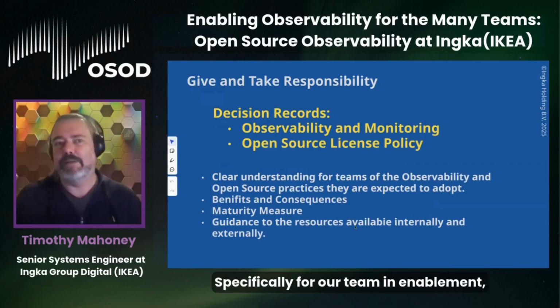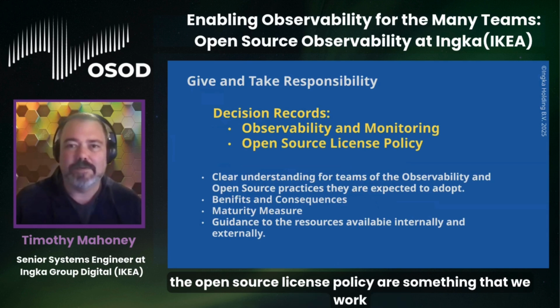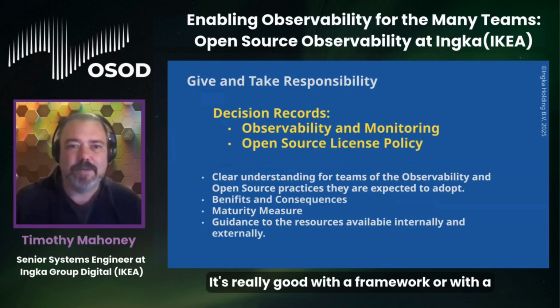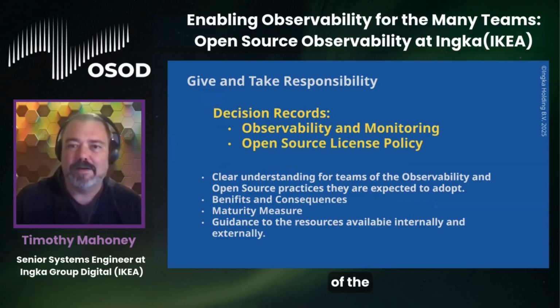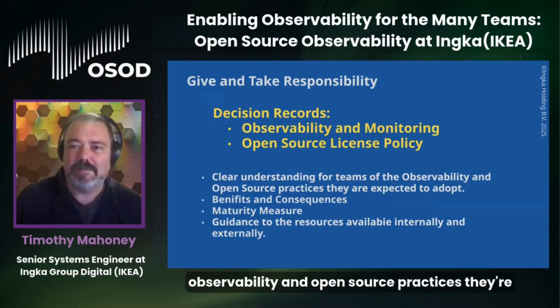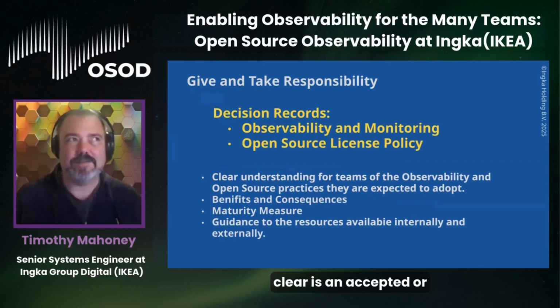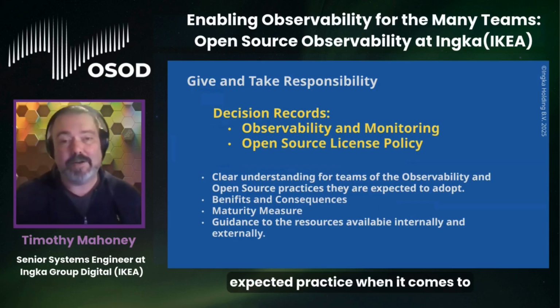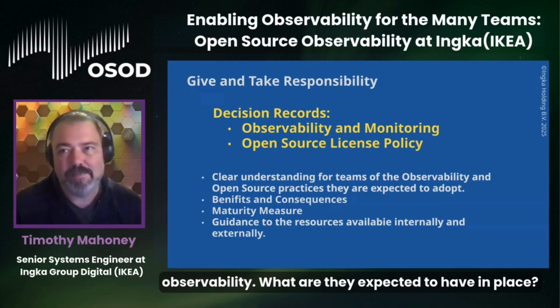Specifically for our team in enablement, the decision records around observability and monitoring and the open source license policy are something that we work with all the time. It's really good with a framework or a baseline like this that teams have a clear understanding of the observability and open source practices they're expected to adopt. So it's very clear to them what is an accepted or expected practice when it comes to observability. What are they expected to have in place?